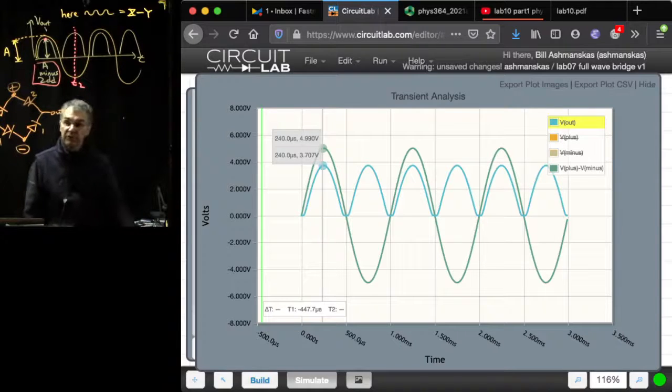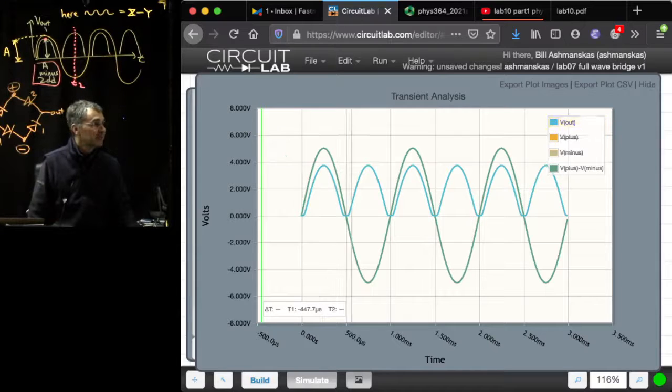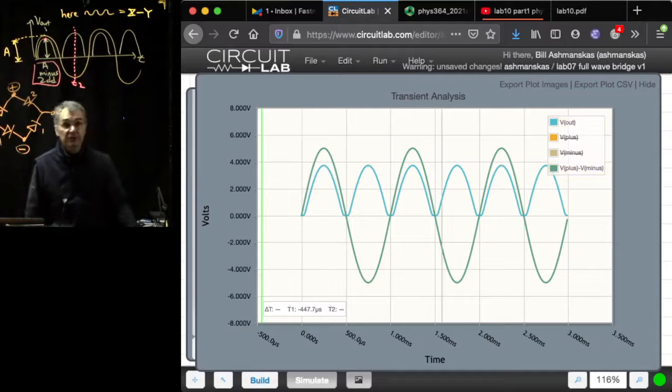So 3.7, that's like 2 times, right? So it's 2 times about 0.65. So it's 2 diode drops below. So that kind of makes sense. So basically this blue curve is 2 diode drops below the green curve.